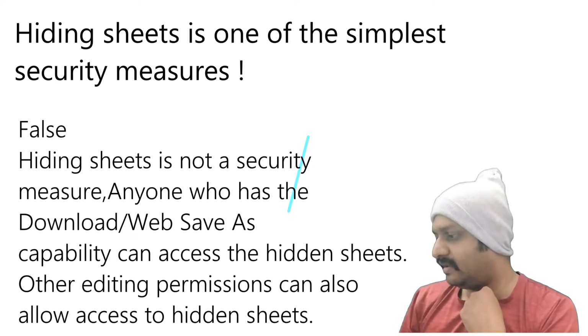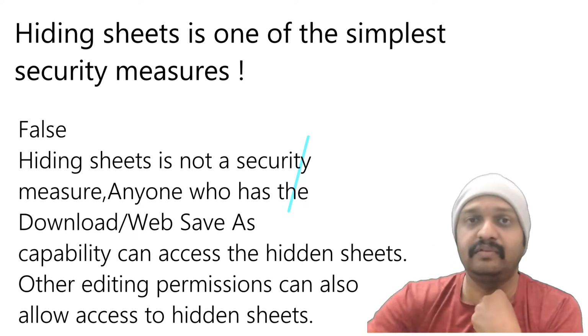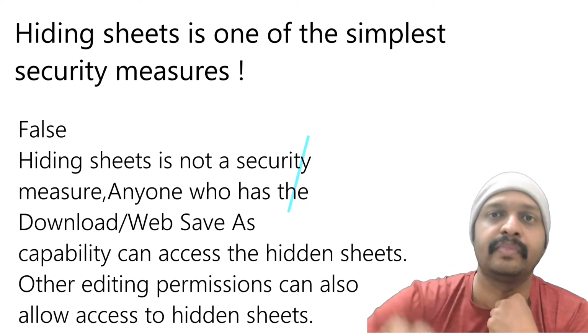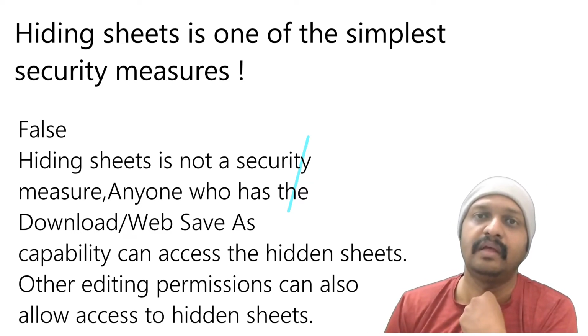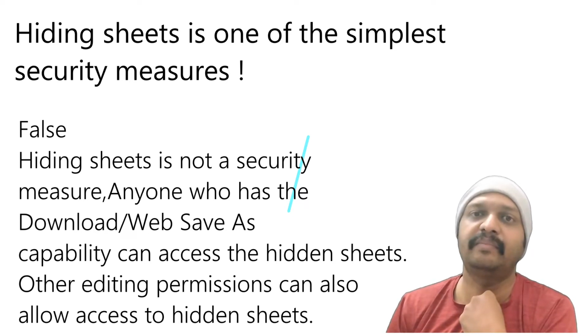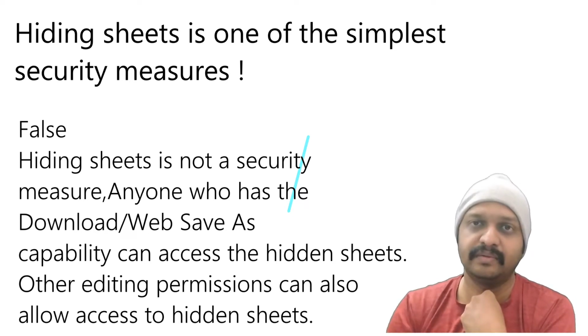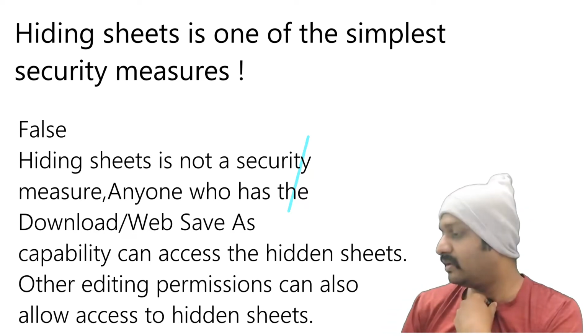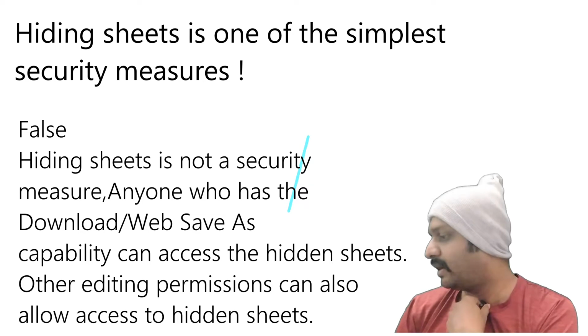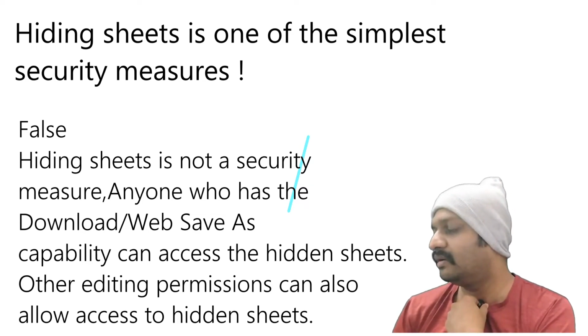Hiding sheets is one of the simplest security measures. No, that is wrong. That is false. Hiding sheets is not a security measure. Anyone who has the download or web save as capability can access the hidden sheets. Other editing permissions can also allow access to the hidden sheets. That is why hiding sheets is not a security measure.